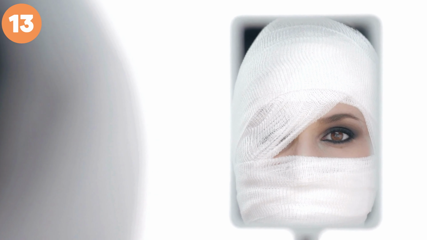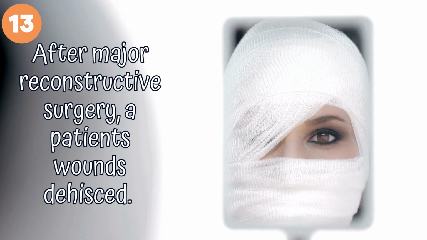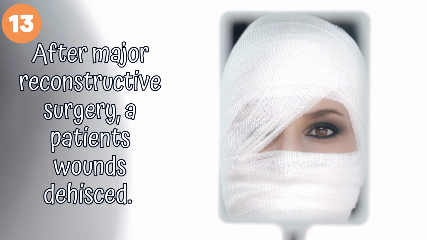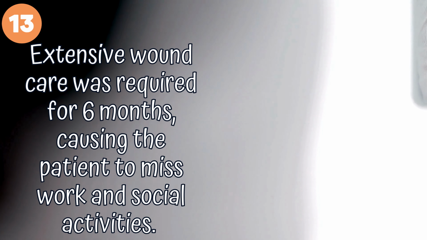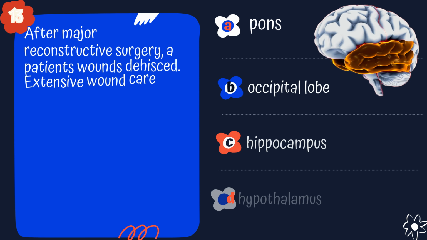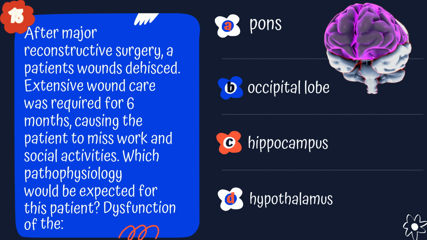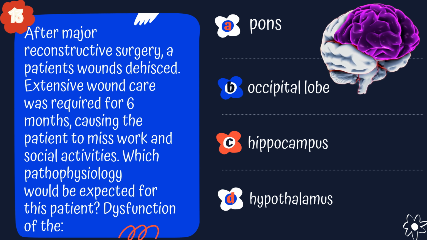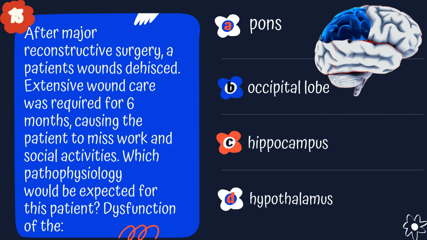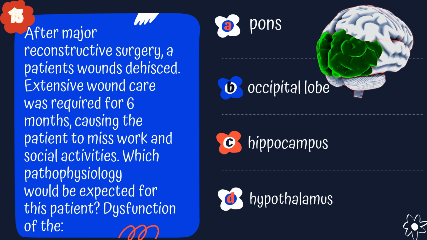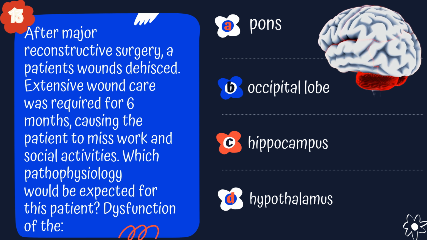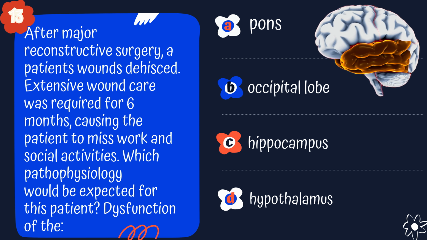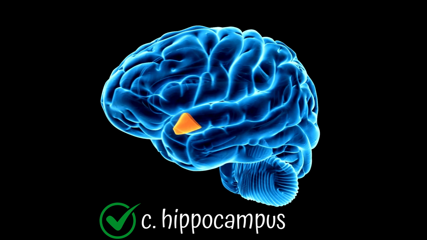Question 13. After major reconstructive surgery, a patient's wound dehisced. Extensive wound care was required for 6 months, causing the patient to miss work and social activities. Which pathophysiology would be expected for the patient? Dysfunction of the A. pons, B. occipital lobe, C. hippocampus, or D. hypothalamus? The answer is C.